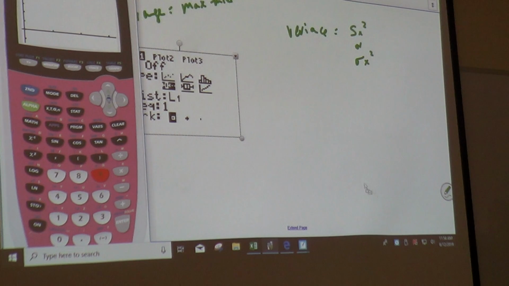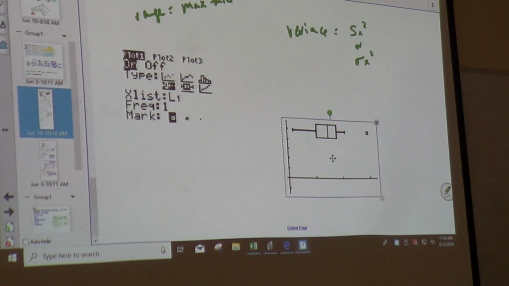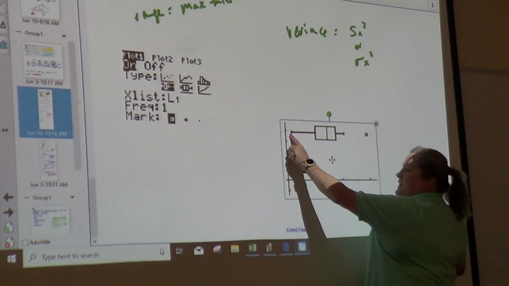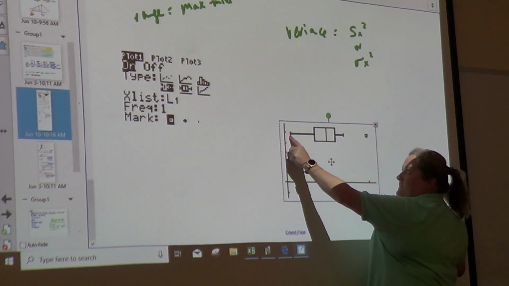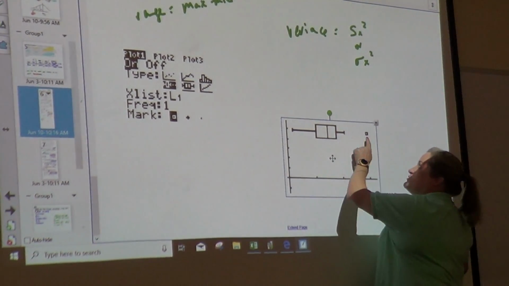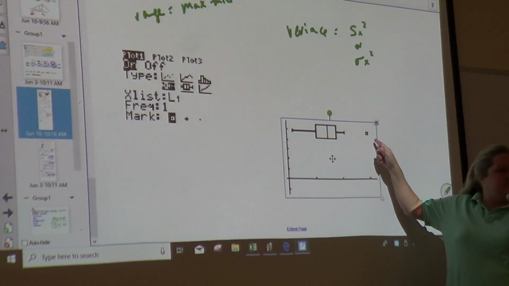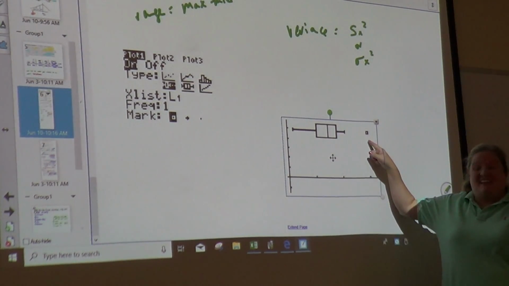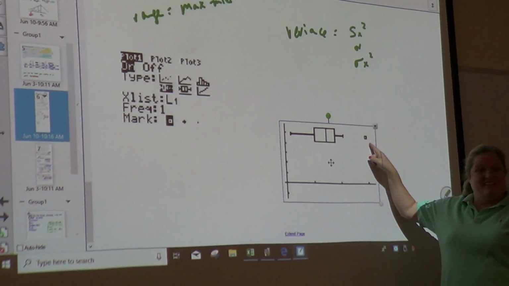There we go. Now, look what this shows me. What should that be at? 7. This is going to be at my other numbers. What do you think that is? The outlier. It shows me my outlier on here.